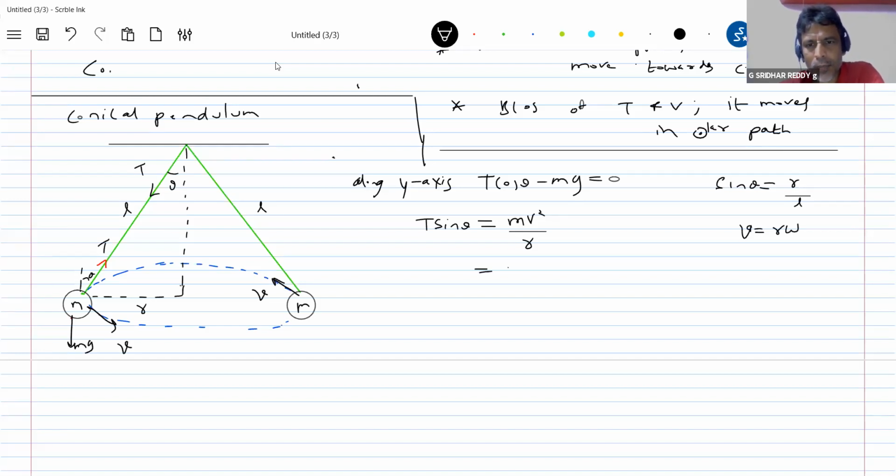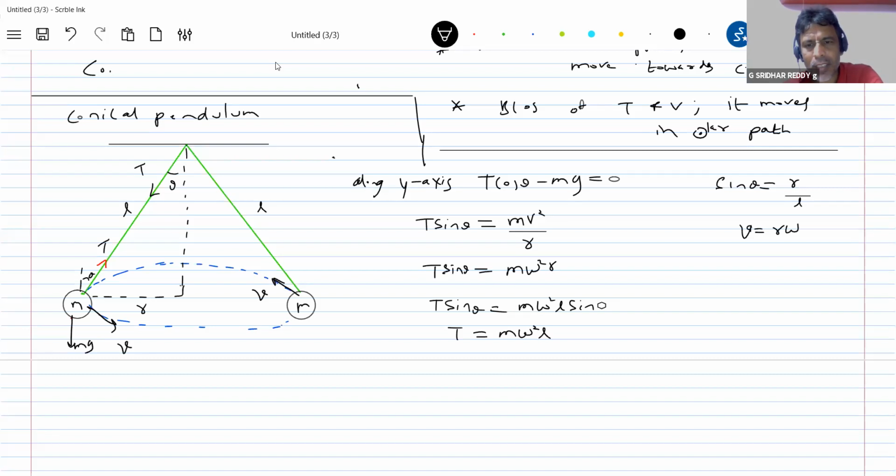So shall I put like this? V equal to R omega, so it will become m omega square R. What is R equal to? R equal to L sine theta. So T is equal to m omega square L. So with what angular speed you spin it, that depends on tension.